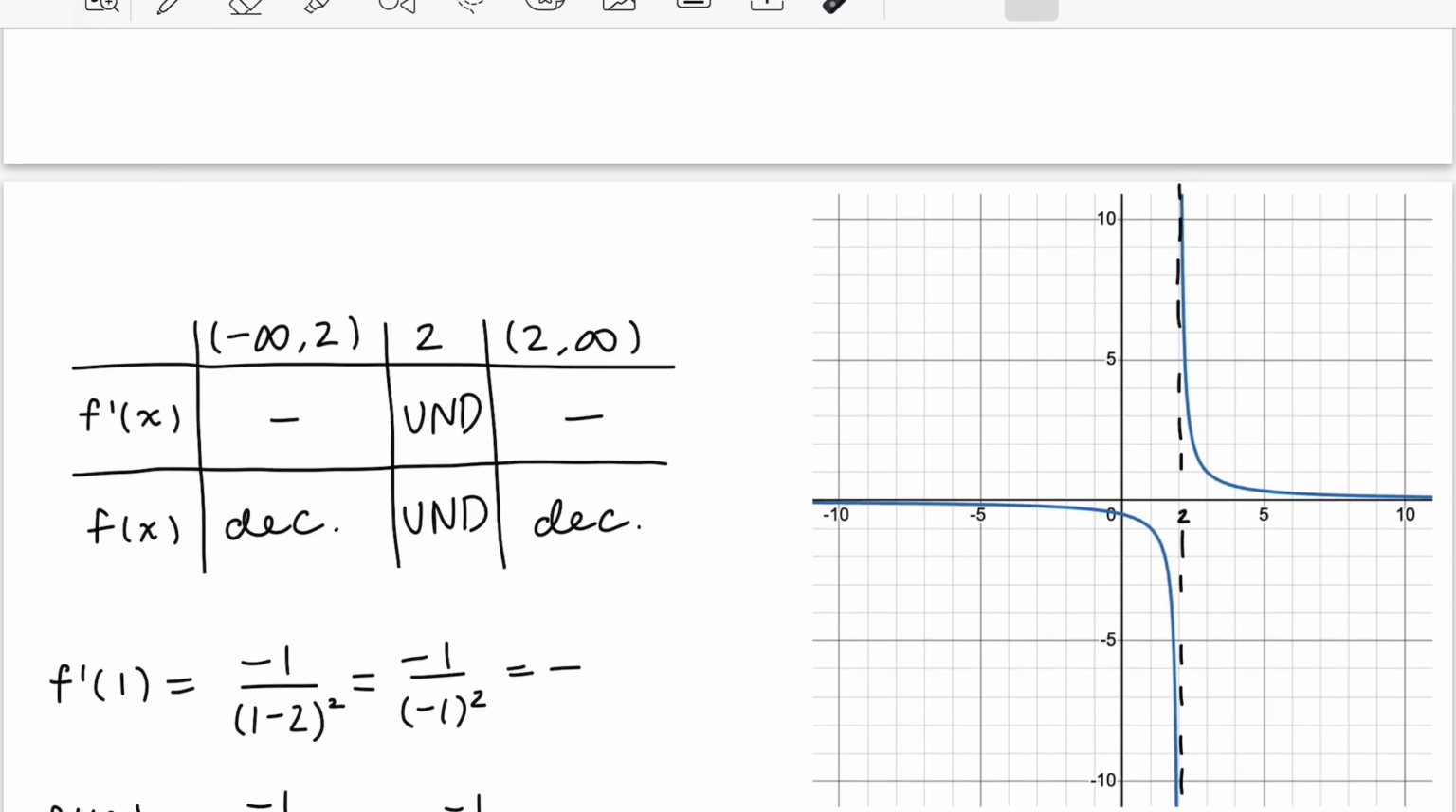All right, and so as we can see, as we move left to right, our function is constantly decreasing, and the same on this side. As we move from left to right on this graph, our f of x values are getting smaller and smaller.